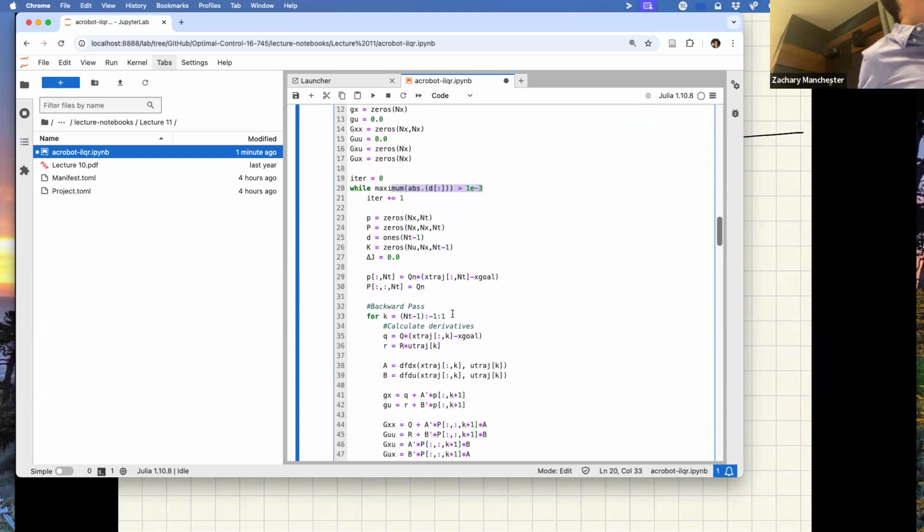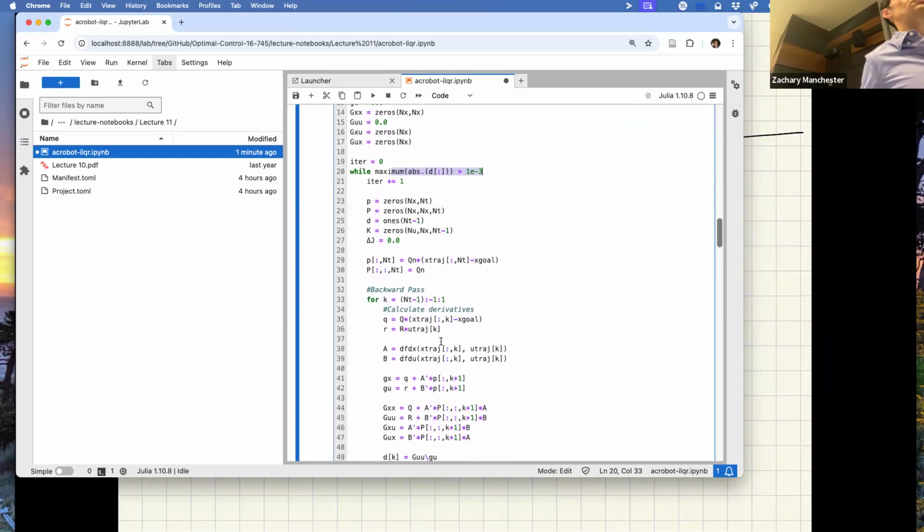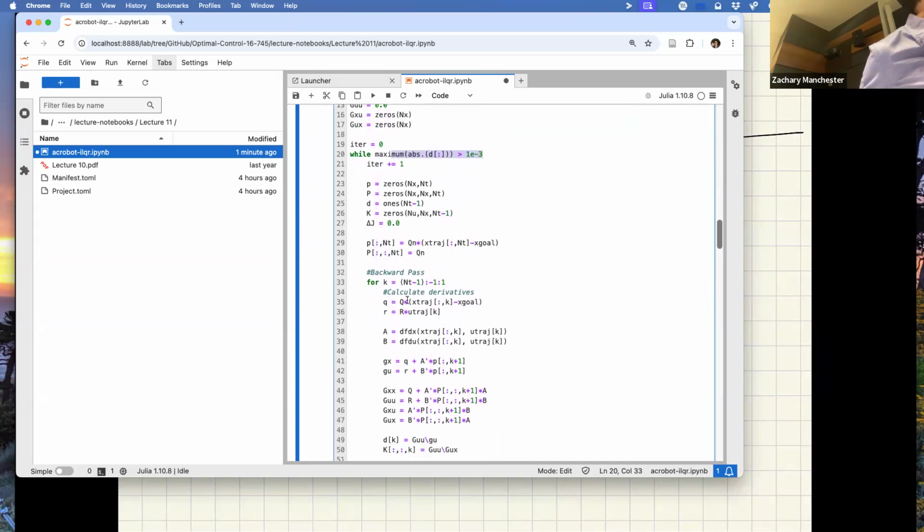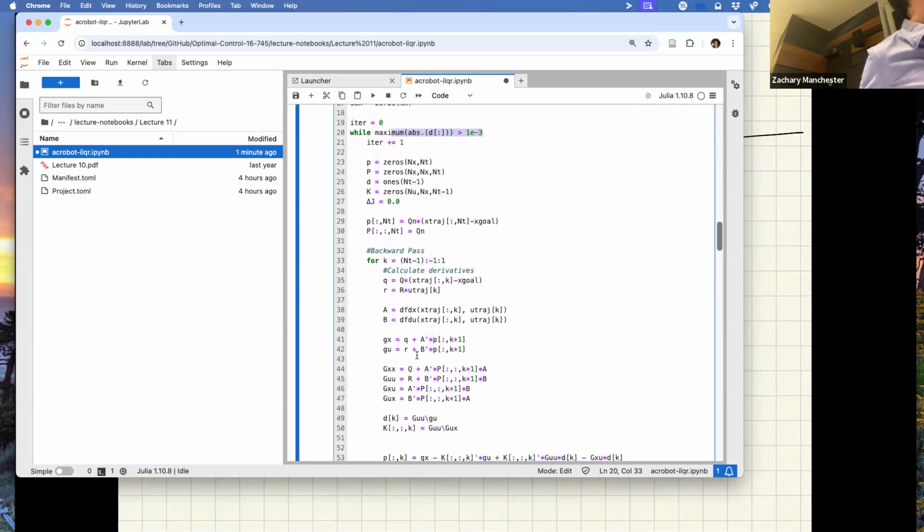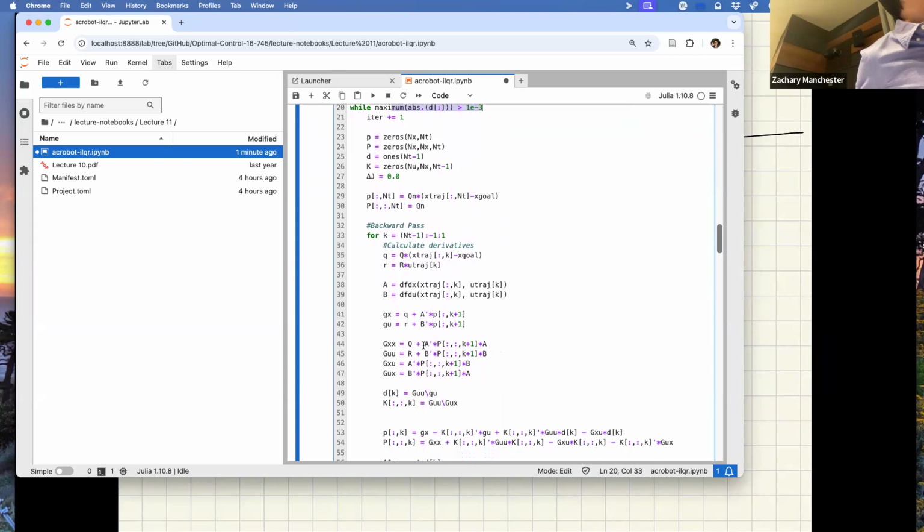Then here's the backward pass, which is exactly what we just derived. And so here's the rub. Remember we had all that tensor stuff? Is any of that here? I dropped all those second order dynamics terms, the tensor terms.